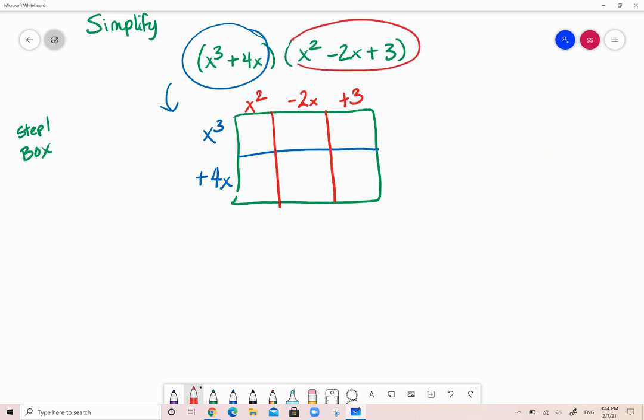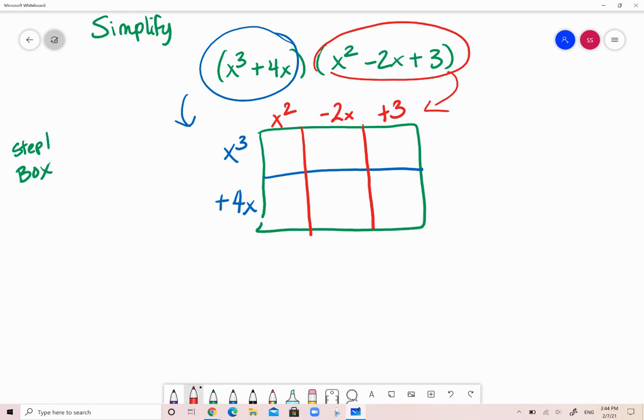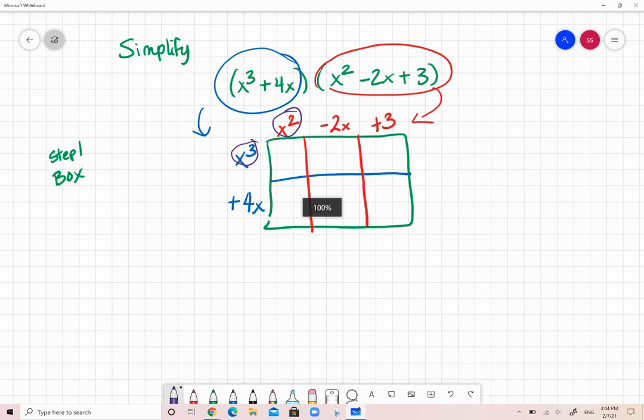So basically this goes here on the top, and the other one goes on the side. And all you have to do now is just multiply. And when it comes to exponents, you basically add the exponents. So x cubed, you take this and this together, and your answer would go in the box. So add 3 plus 2, that's 5, so it becomes x to the 5th.